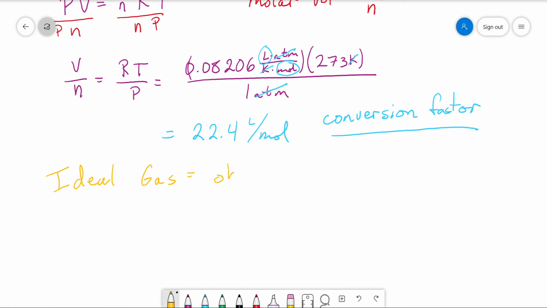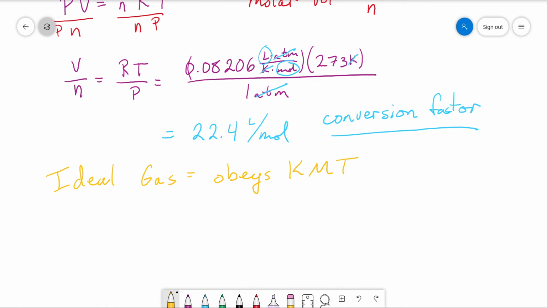An ideal gas obeys the kinetic molecular theory of gases. So anything that has tiny, tiny particles, doesn't attract or repel other molecules, Kelvin temperature is proportional to the velocity of the molecules, all that sort of stuff, that is an ideal gas. Okay, guess how many ideal gases there are in the world? I would say approximately 0.